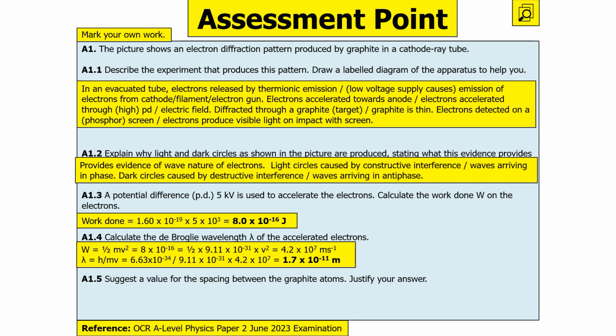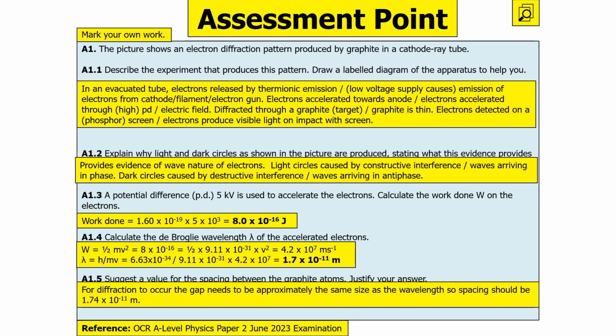We're going to say the de Broglie wavelength is Planck's constant over mv. You've got all the other values. You pop in the value of v you've worked through, and it's 1.7 times 10 to the minus 11 meters. Now, for diffraction, the gap size needs to be approximately the same as the de Broglie wavelength, so it should be approximately that value, 1.74 times 10 to the minus 11 meters.